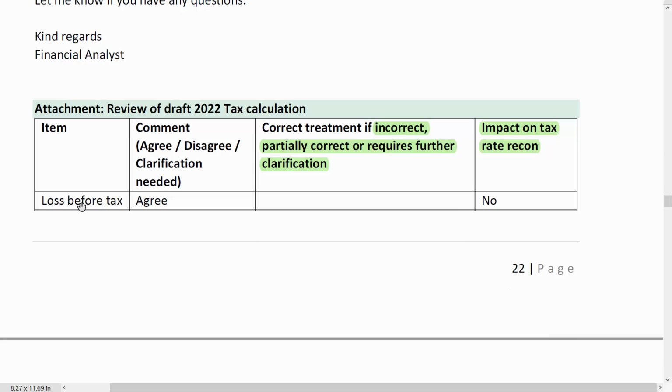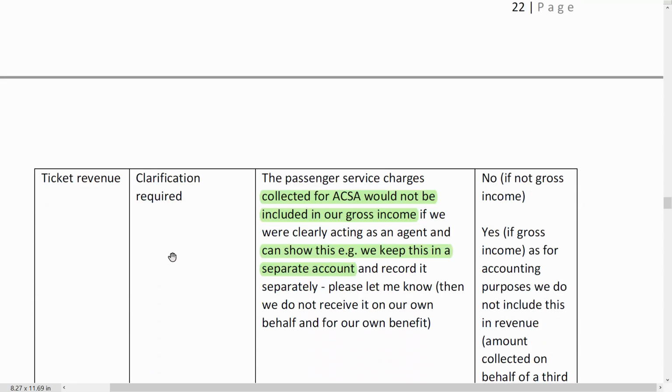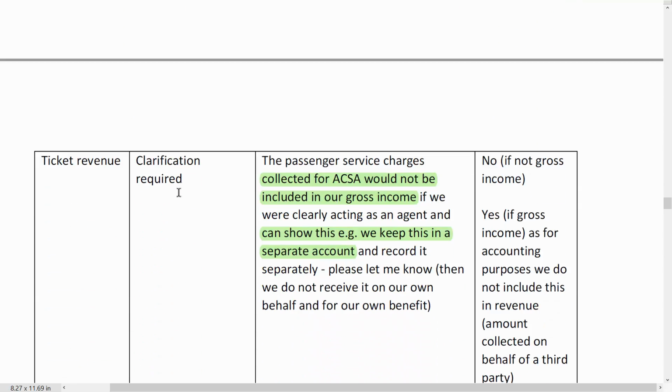The candidate starts dealing with the loss before tax and notes that they agree with Julio. So therefore, there's no impact. Then, on the ticket revenue, the candidate notes that, well, there's probably some further clarification that is required. The candidate then notes that because these passenger service charges are collected for access, they would not be included in OTA's gross income, and then goes on to further expand on this particular principle, applying the principles from the Pyatt case dealing with gross income, and then if amounts are kept in a separate account.